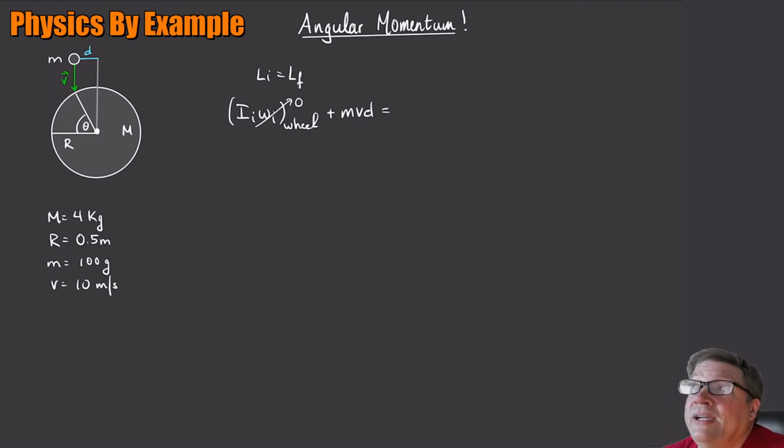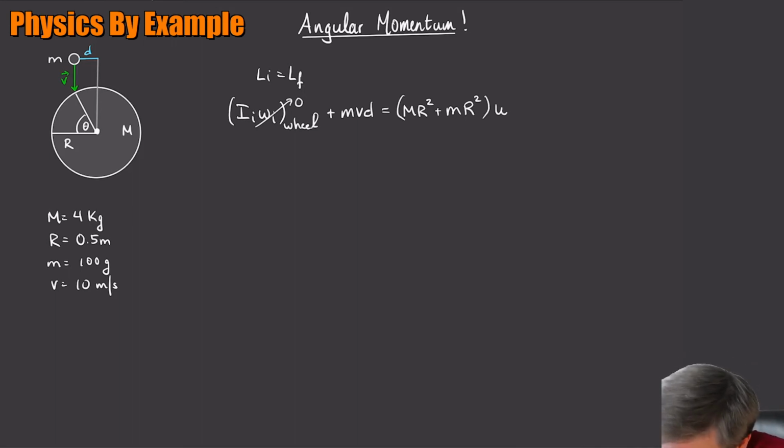Well, L final is just going to be, I've got the hoop. This is a bicycle wheel, right? Which is like a hoop. So that's just going to be Mr squared. And I've got this lump sitting out there, little m at the same distance, r squared, right? So I'm just adding those 2 up, and this is times omega final. So there's my I final and omega final. Okay, so I think I'm all set.